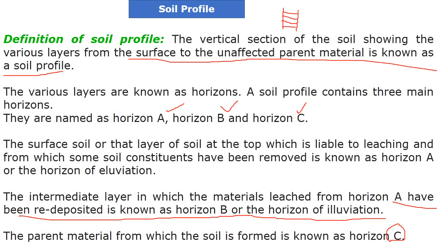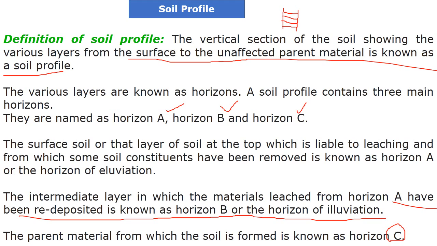Soil profile. Firstly, we discuss the definition of soil profile. The vertical section of the soil showing the various layers from the surface to unaffected parent material is known as the soil profile. Means the vertical section of the soil which shows the various layers from the surface to unaffected parent material is known as a soil profile.